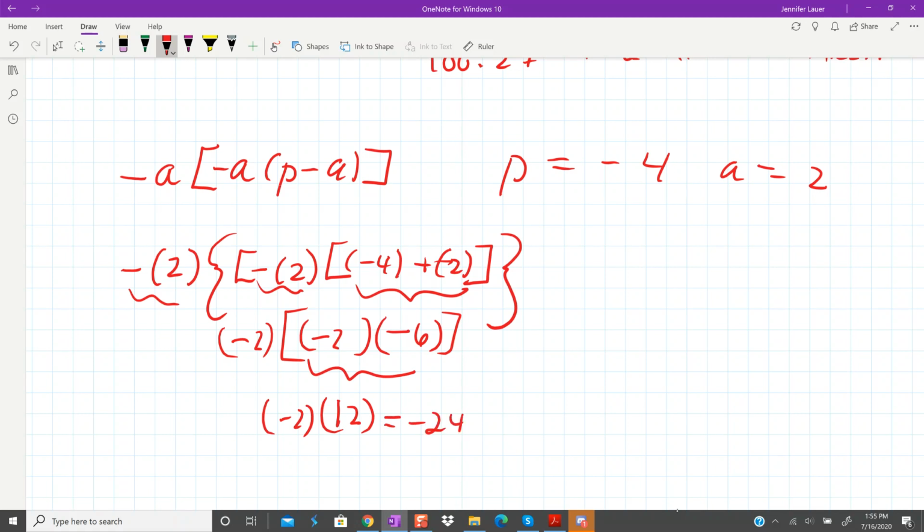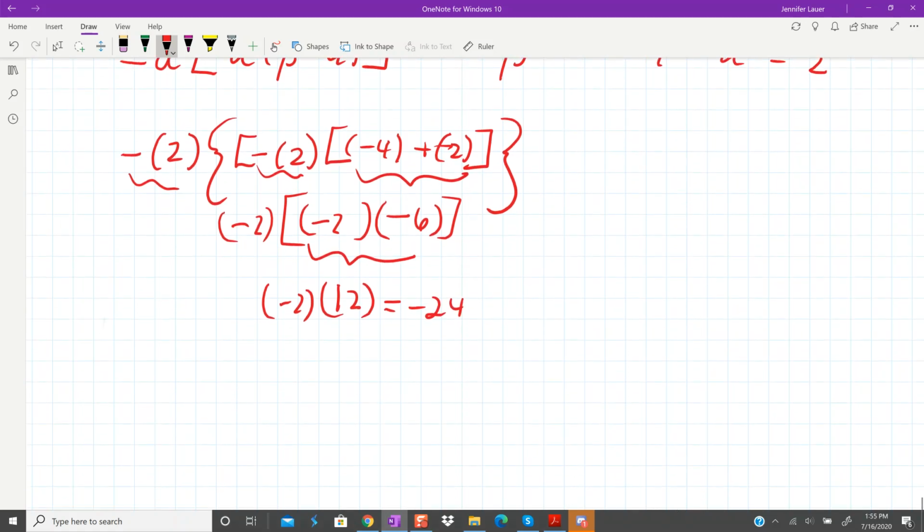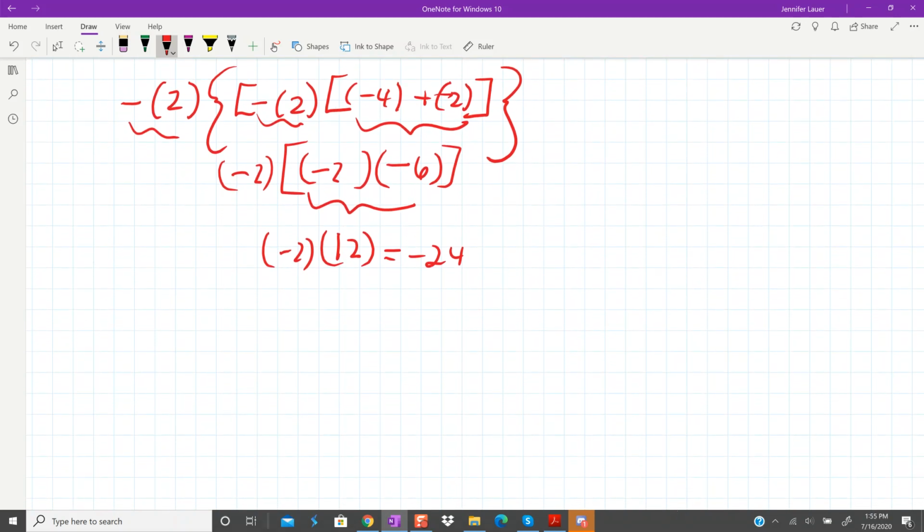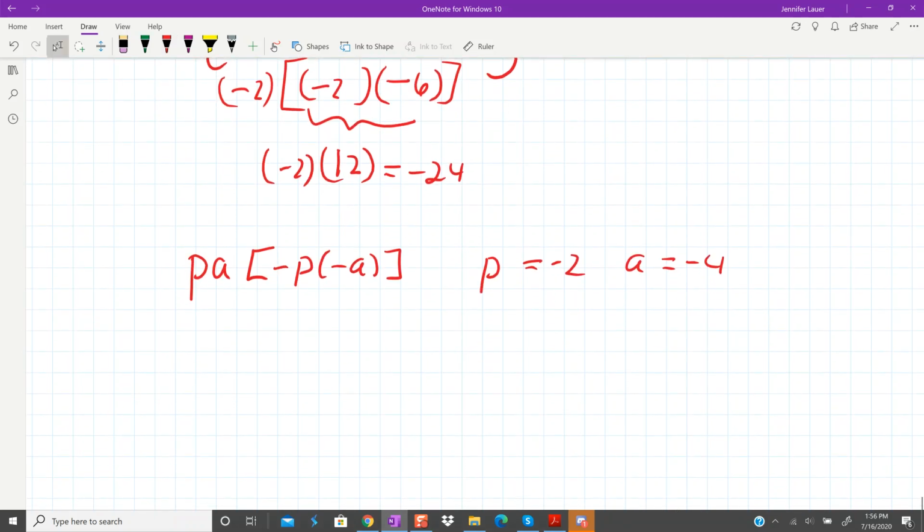So again, with these, you want to take one step at a time and just work it out slowly. So let's do a couple more just to make sure you're comfortable with it. So if we had something that looked like this, and then they tell you, okay, well, P is equal to -2 and A is equal to -4. So again, make sure you are using parentheses when you go to take care of this.